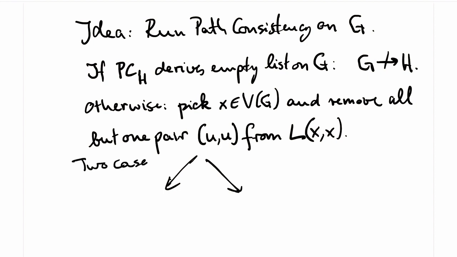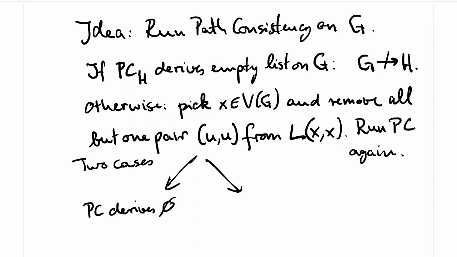If this fails for all choices of pairs from the list for xx, then we know that the path consistency procedure gave a wrong answer previously. It didn't derive the empty list even though it should have. So, by the theorem of Feder and Vardi, H does not have a majority polymorphism. It's the contraposition.